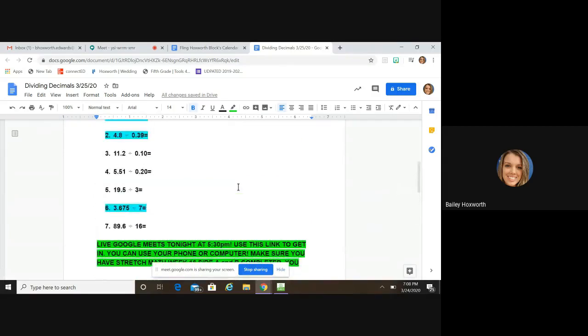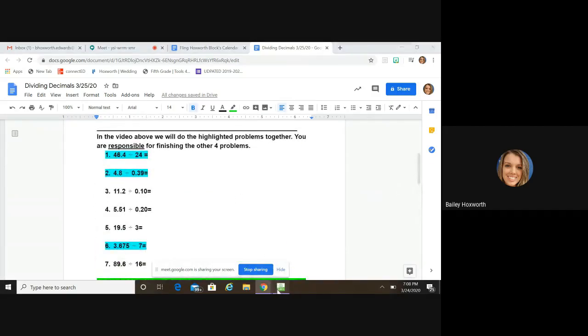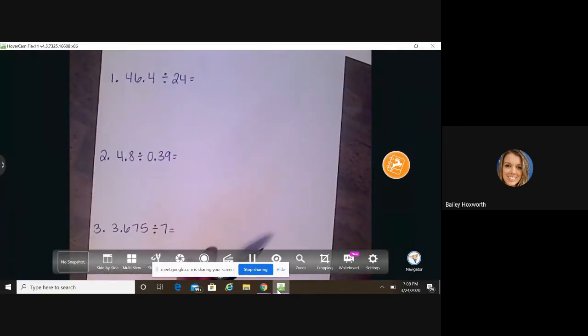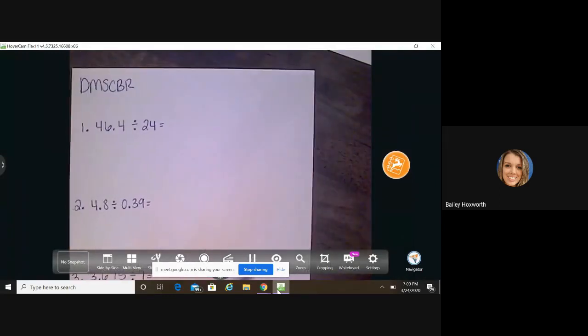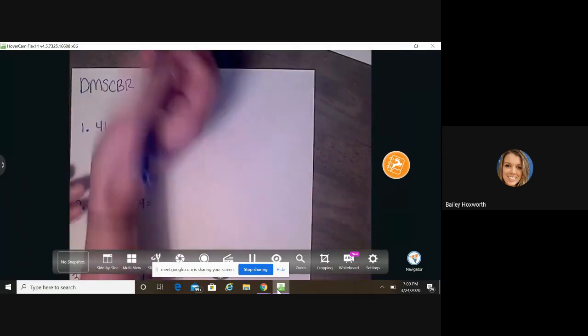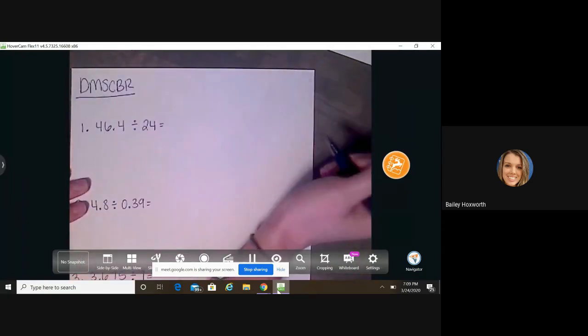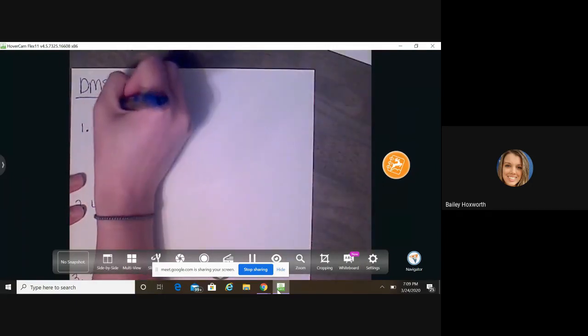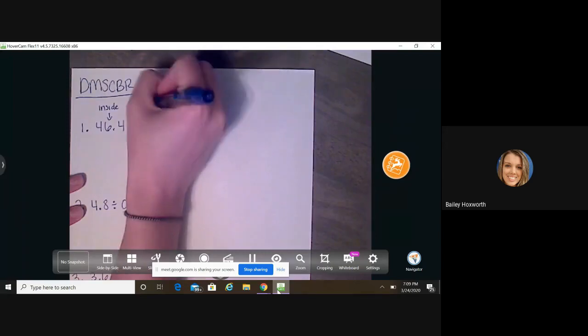Okay, so let's flip over to the document camera. Okay, so I have the 3 problems we're going to be working on together written down. So let's talk about these. I have my reminder up here at the top: divide, multiply, subtract, check, bring down, repeat. Remember, your first number goes inside your house, and your second number goes outside your house.